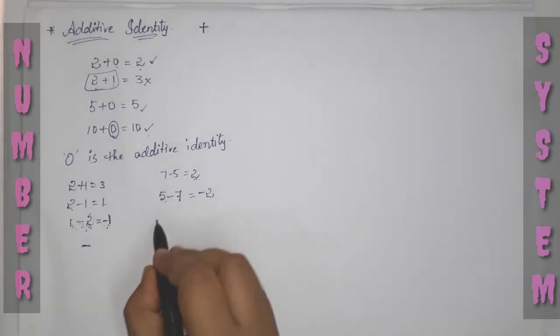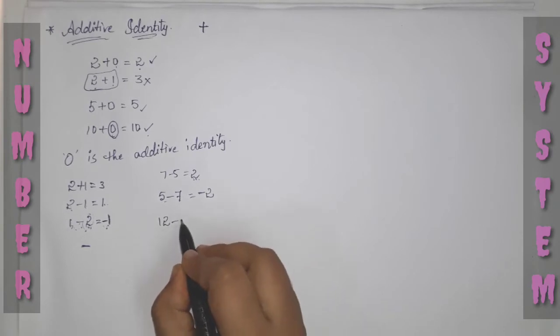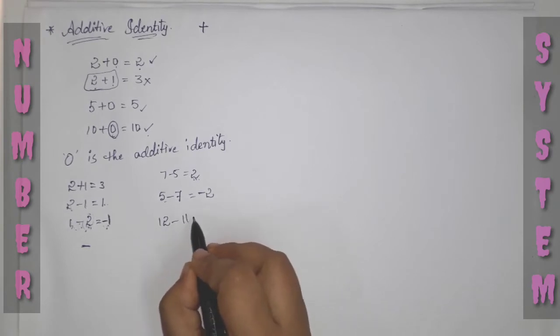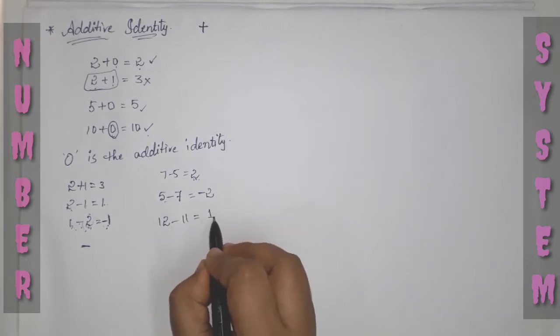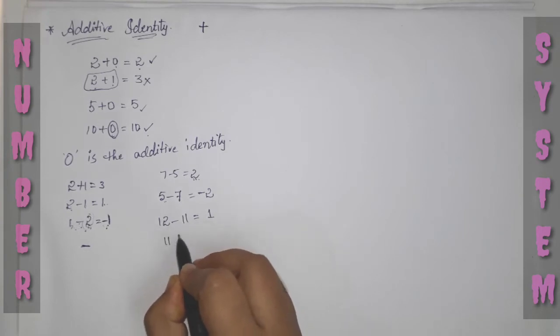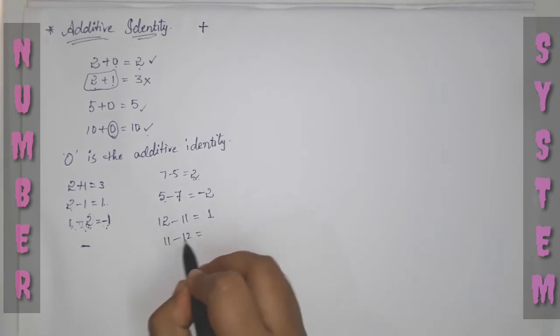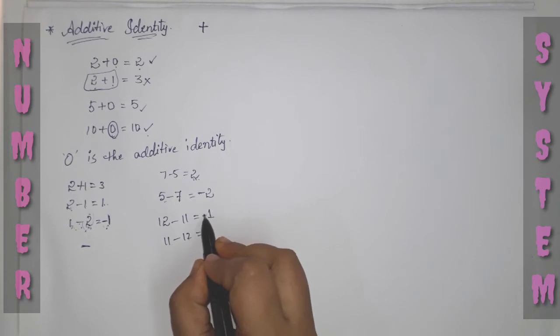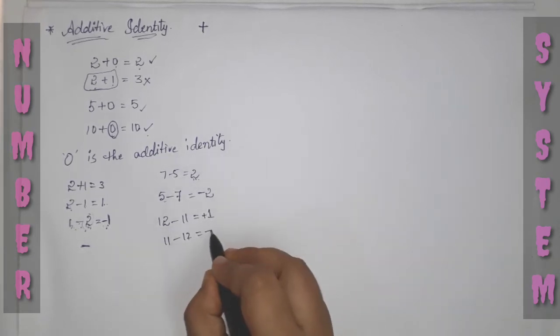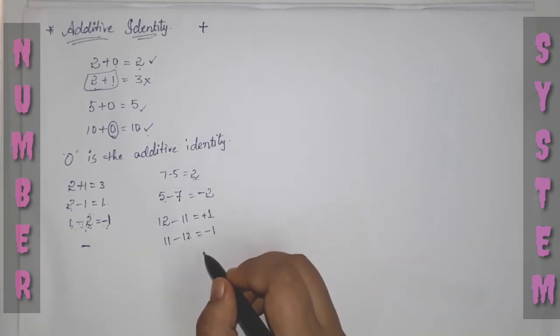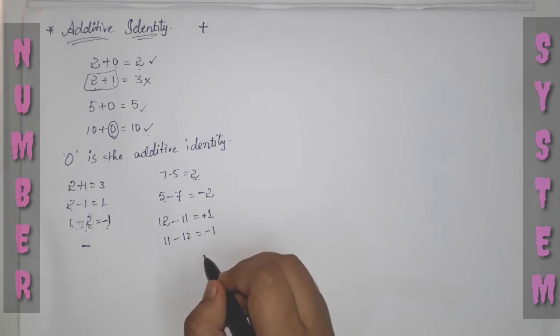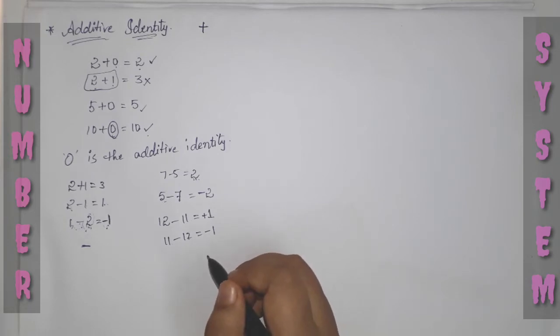Clear? If suppose I took 12 minus 11, how much? 1, I know. If I am interchanging this, 11 minus 12, so here plus 1 becomes minus 1. The value will be the same with the reverse order. Okay? Plus 1 there means you have to take minus 1. Minus 1 there means you have to take plus 1 whenever you interchange the numbers.